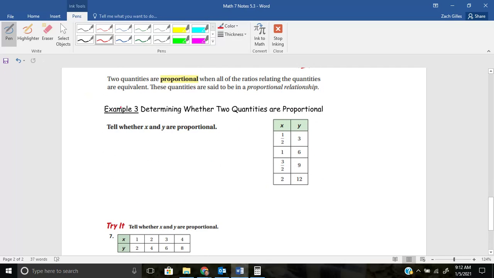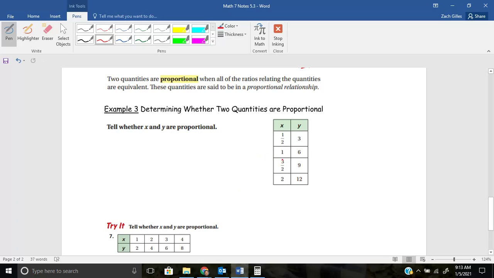Okay, so two quantities are proportional when all of the ratios relating to the quantities are equivalent. These quantities are said to be in a proportional relationship. So what we need to do is check and see if, to go from X to Y, we are doing the same thing for each one of these data sets in this table. Okay, so let's compare the values of ratios of X to Y.